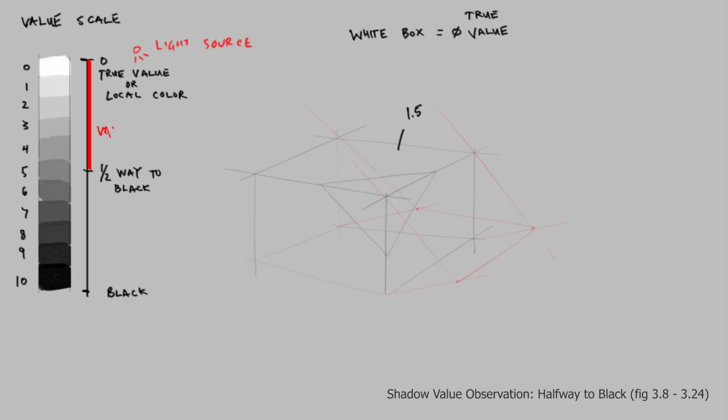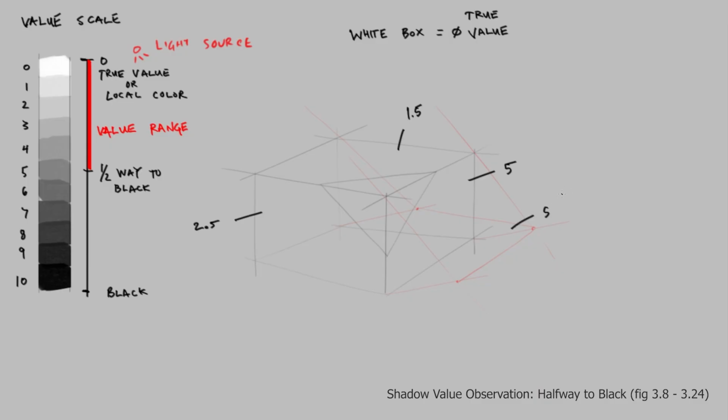Moving on to the halfway to black rule and the whole point of this exercise. This rule helps us determine the shadow value based off the local color of the object. The way we get the shadow side of that object is to subtract the local value from black, and then we divide that by 2.